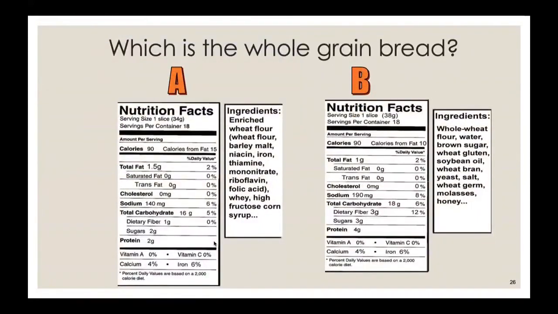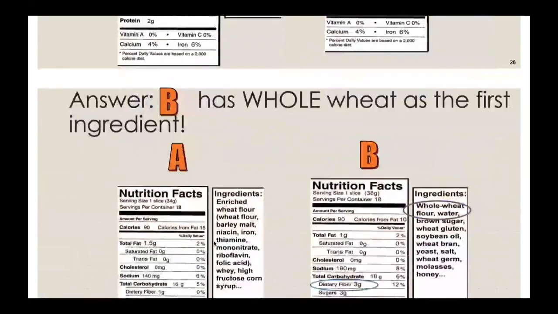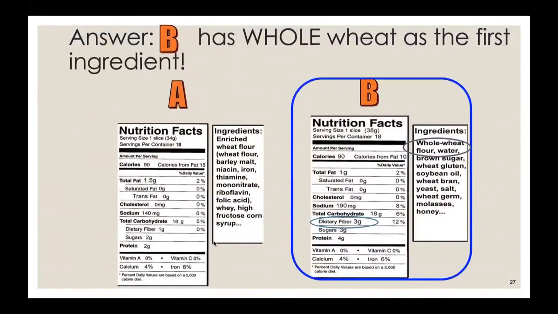So this is just one example to know which is the whole grain bread. You may want to think about it. The answer is B, where the first ingredient is whole grain.